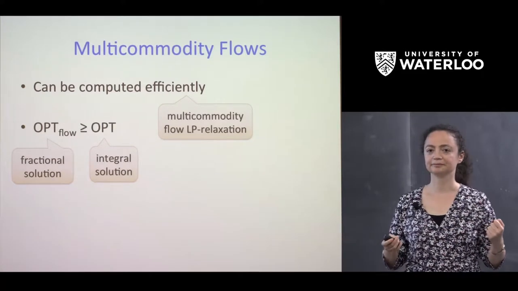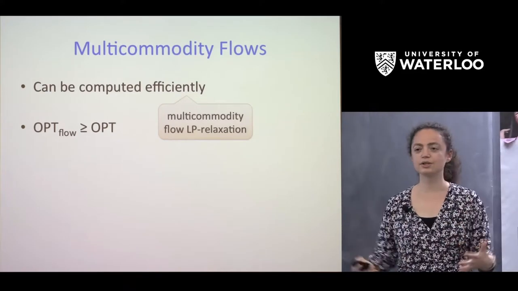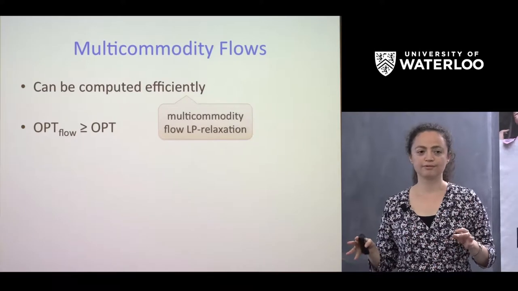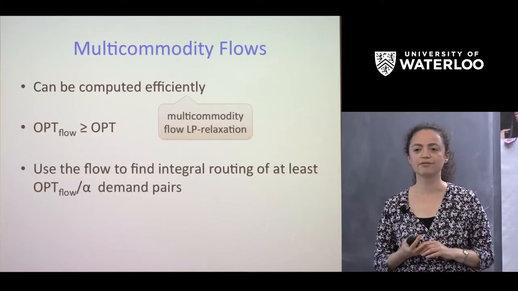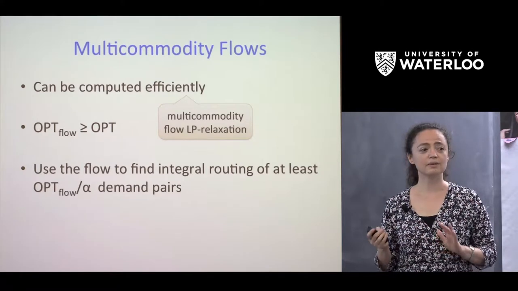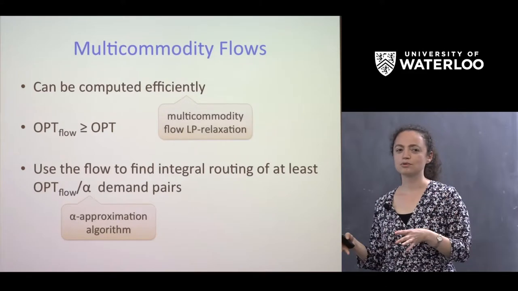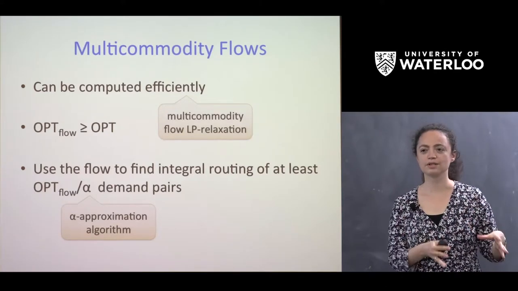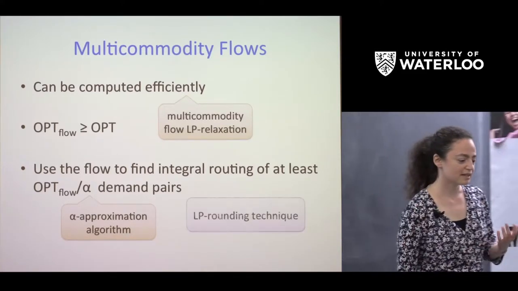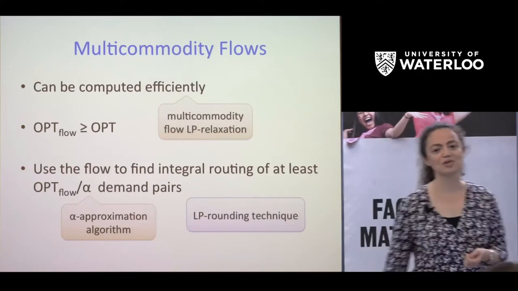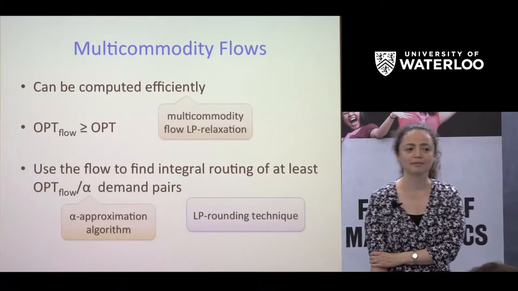Now if you take a flow solution and you manage to round it, to turn it into an integral solution, and you don't lose too much flow, you only lose a factor alpha, so you retain an alpha fraction of the flow, then you know this is a factor alpha approximation algorithm. Because if you compare well to the flow solution, surely you compare well to the integral solution. The flow solution can only be better, it cannot be worse. This technique is called the LP rounding technique. And I'm going to show you an algorithm that does exactly this for the disjoint path problem.